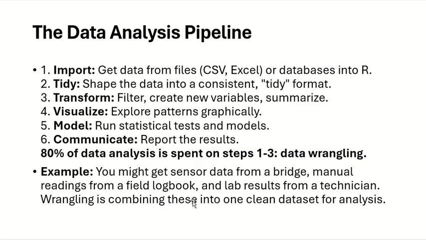Let's say you are getting sensor data from the bridge, or manual readings from a field logbook, or lab results from a technician. So you have these three data sets, and you can combine them. Data wrangling may involve this. You have three variables, each coming from a different source. The sensor will not give you the logbook data, and the logbook will not give you the technician data. You have to combine and organize them so that they start making sense. This is how things happen in the real world.